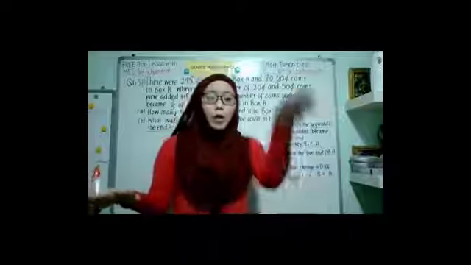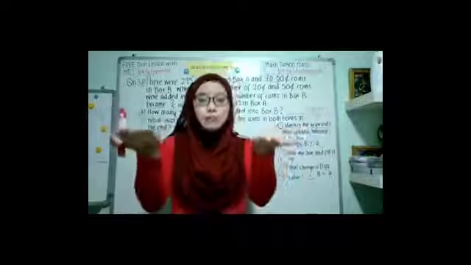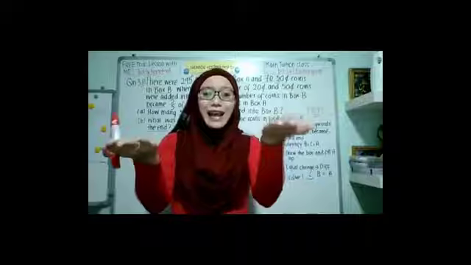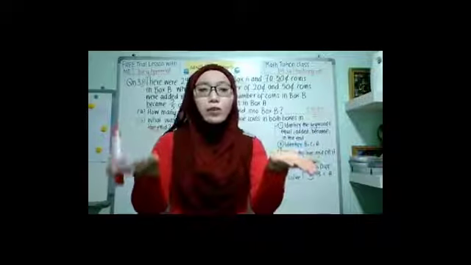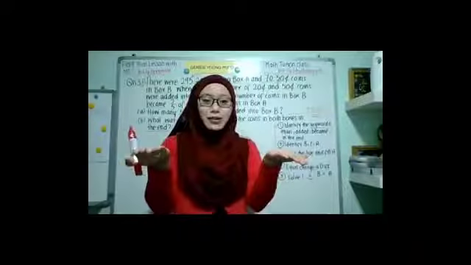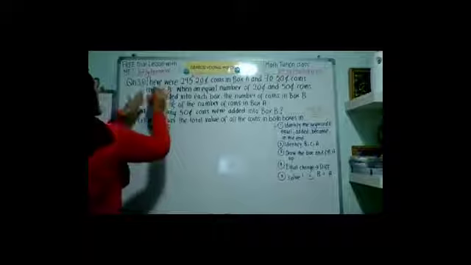So there are 2 items for my before. One is box A, one is box B. Box A is filled with 20-cent coins. Box B is filled with 50-cent coins. Clear? So this is my before.